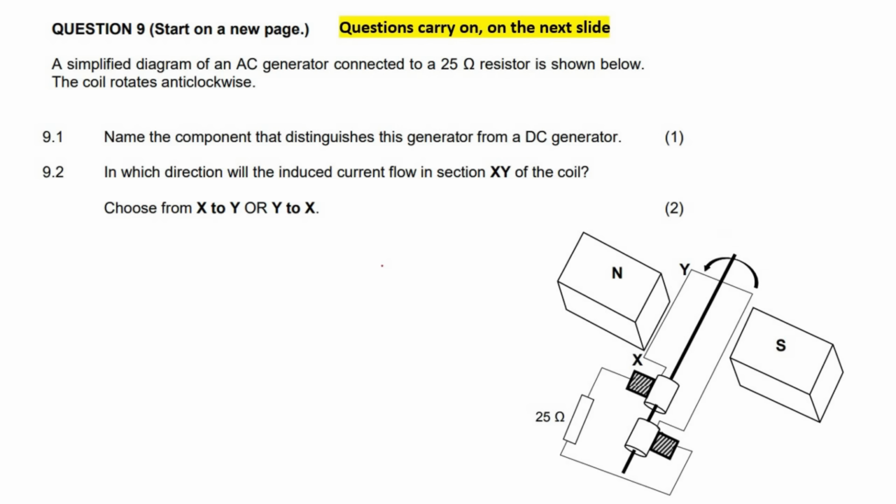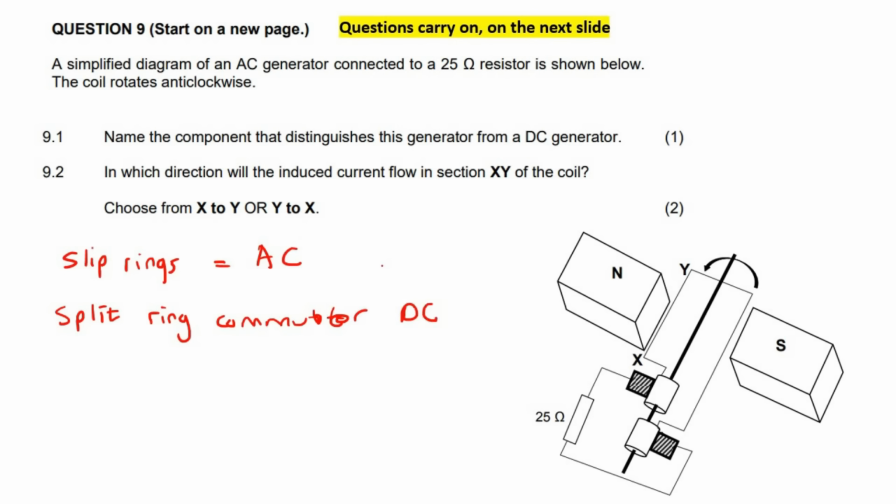Okay, well, we know that if we use slip rings, then we know that that is AC, right? And then if we use a split ring commutator, then that is DC. So a split ring is the one that literally has a split. See, there's a little gap over there. But when you have these two little rings like that, then we call it a slip ring, and so that's AC.